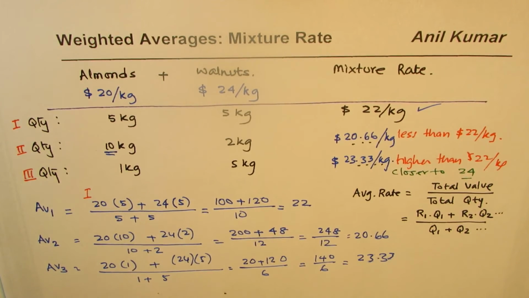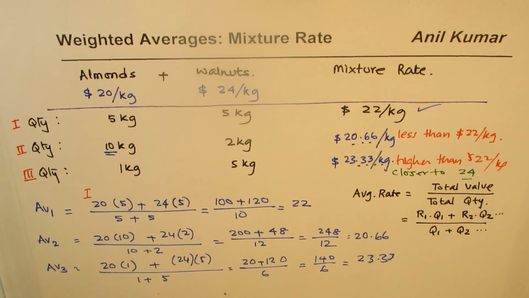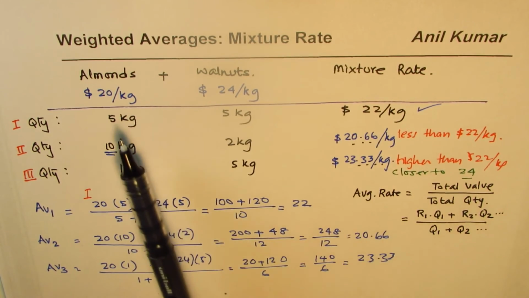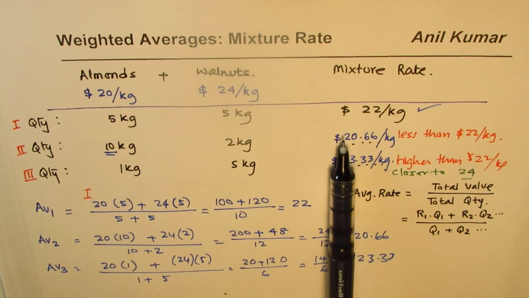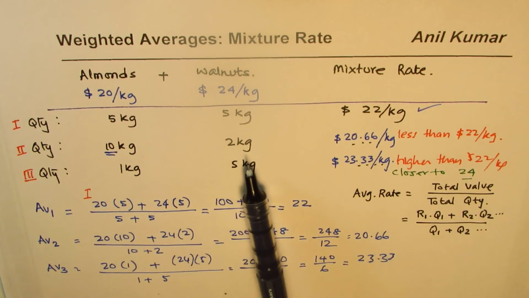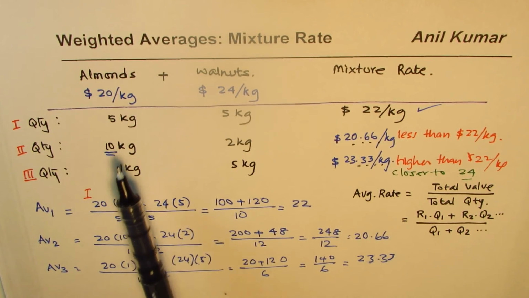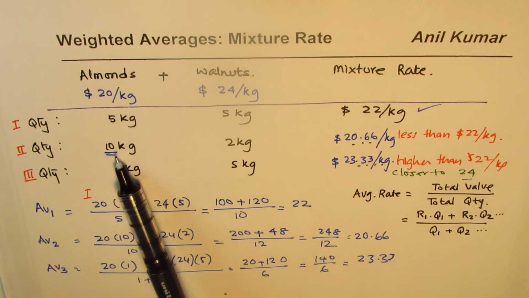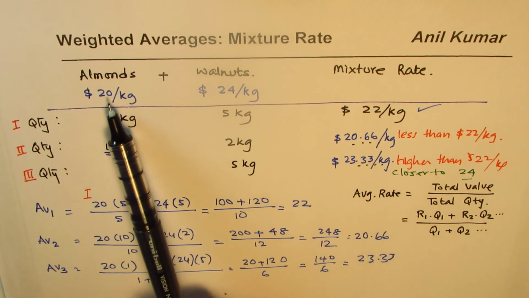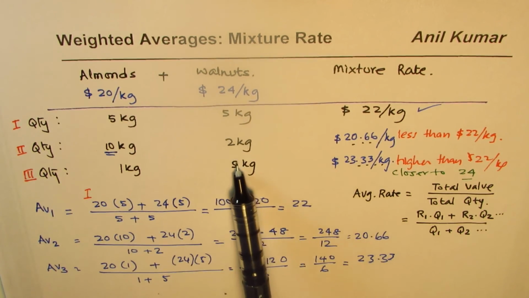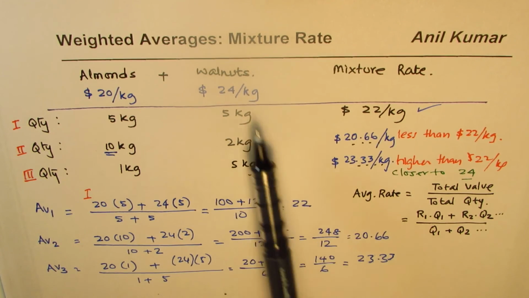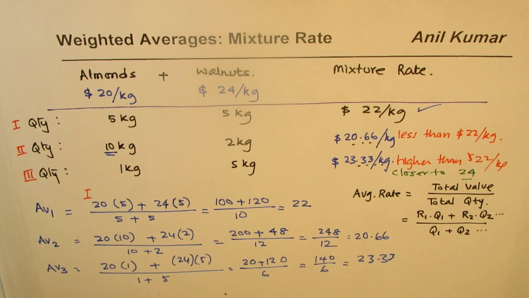I hope this example clearly illustrates the importance of weighted averages. Weighted averages are the same as the average if you are using the same weights, but it is different if the weights are different. It swings towards the higher weight, and that gives it the name. When the weight of almonds was higher, the rate was closer to that of the almonds. And when the weight for walnuts was higher, the rate was closer to that of the walnuts. I hope that gives you a very clear picture about weighted averages.